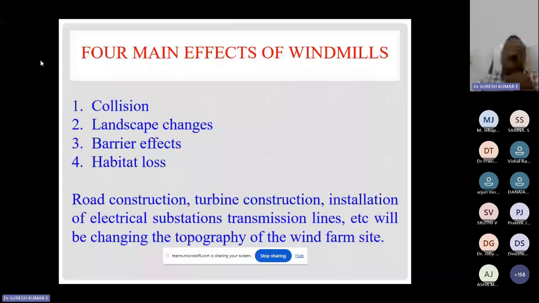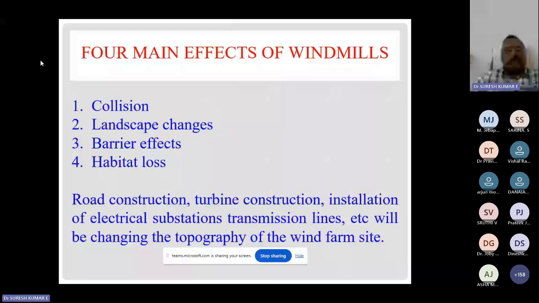Then habitat loss. Road construction, turbine construction, a major issue, and the movement of materials and items required for turbine construction. Then installation of an electrical substation. We need a substation when we are connecting to the grid. Electrical substation, then transmission lines. The same area, transmission lines. This will change the topography of the wind farm site. So for engineers, when generally thinking, it is so easy: construct a wind farm, wind turbine, so easy. But the substation will come into the picture, transmission lines, the other electrical installations will be a huge issue.